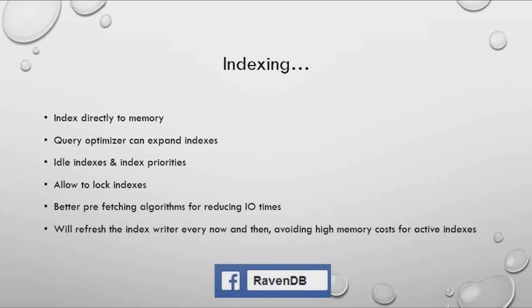So we have indexing directly to memory. As you can imagine, that speeds things up quite a bit. The next thing is a really fun feature: index merging. The query optimizer can now expand indexes instead of just creating new ones. Let's talk about what this feature is for. Let's imagine that we have a user document. And you know what? Let's actually do that.